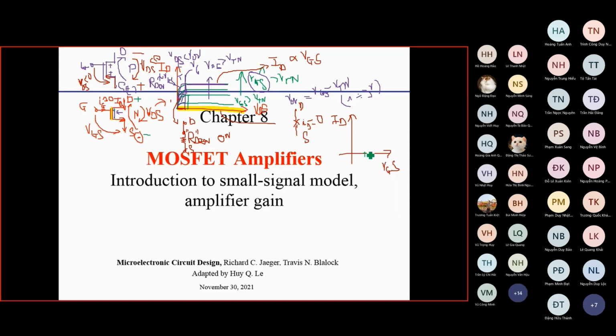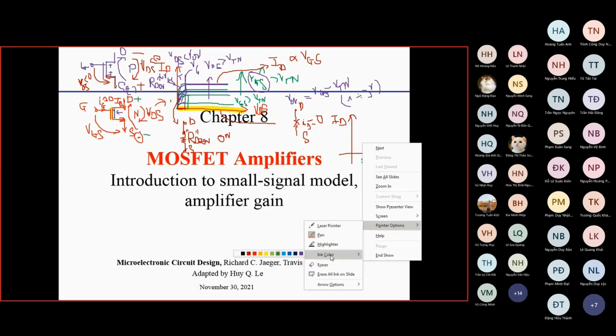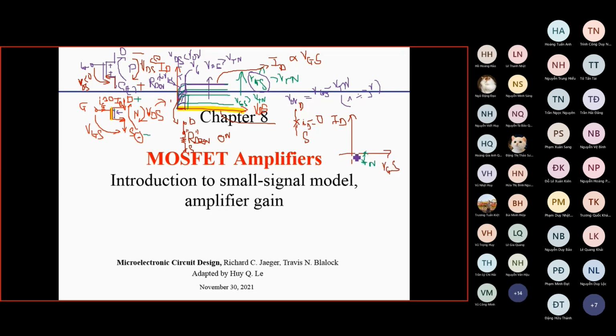If the threshold voltage VTN is here, then when VGS is lower than the threshold voltage, we cannot create the channel here. So there is no channel to connect between the drain and the source. That means the current ID is equal to 0. And when the input voltage VGS is larger than the threshold voltage, you can create the channel here, and then we have a current ID.